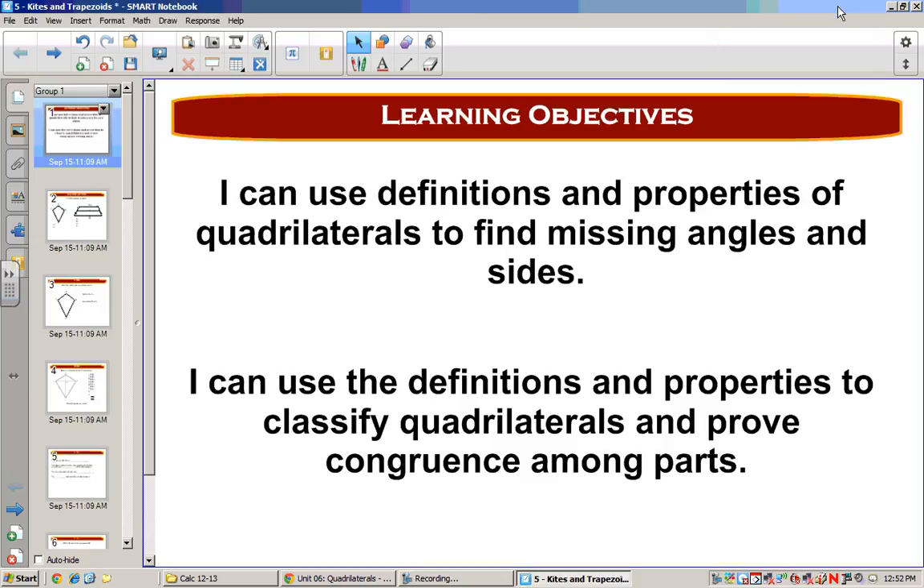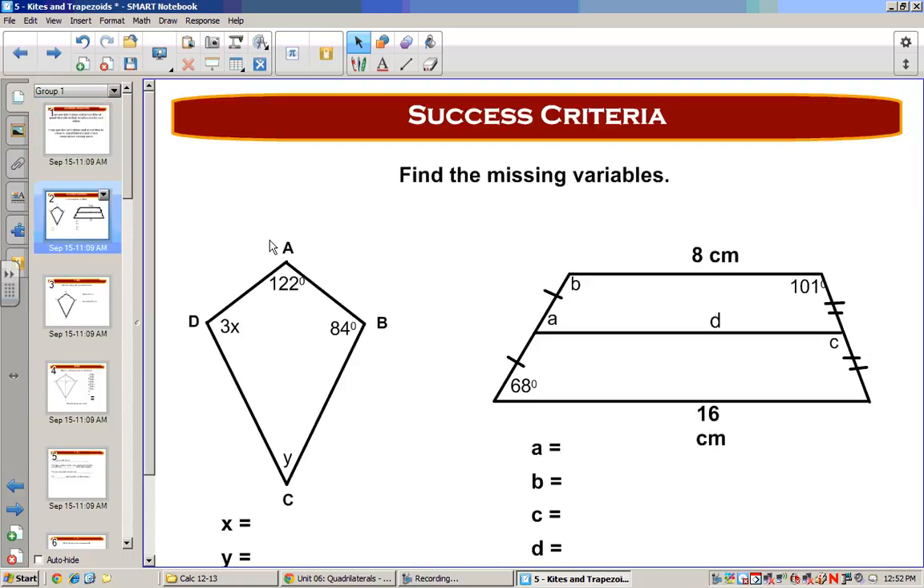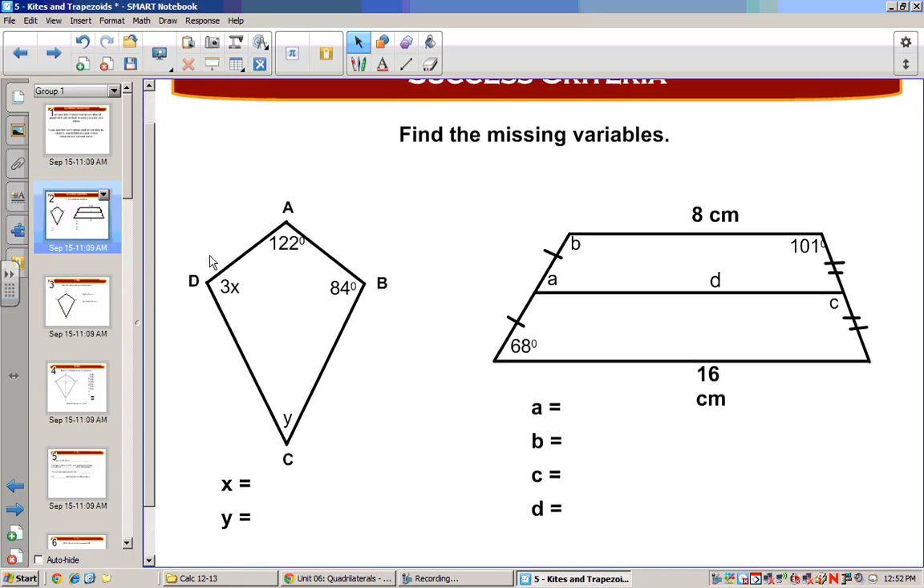Hello, today we're going to be learning about kites and trapezoids, and by the end we should say I can use definitions of properties of quadrilaterals to find missing sides and angles. So by the end of the day we'll be able to look at a kite like this and find the missing angles. We'll be able to look at this trapezoid and find the missing side lengths and angles.